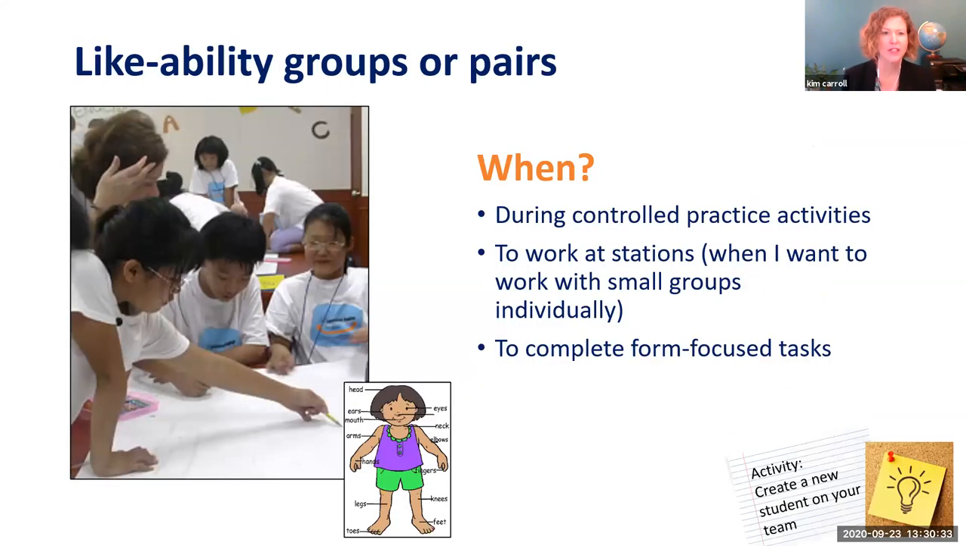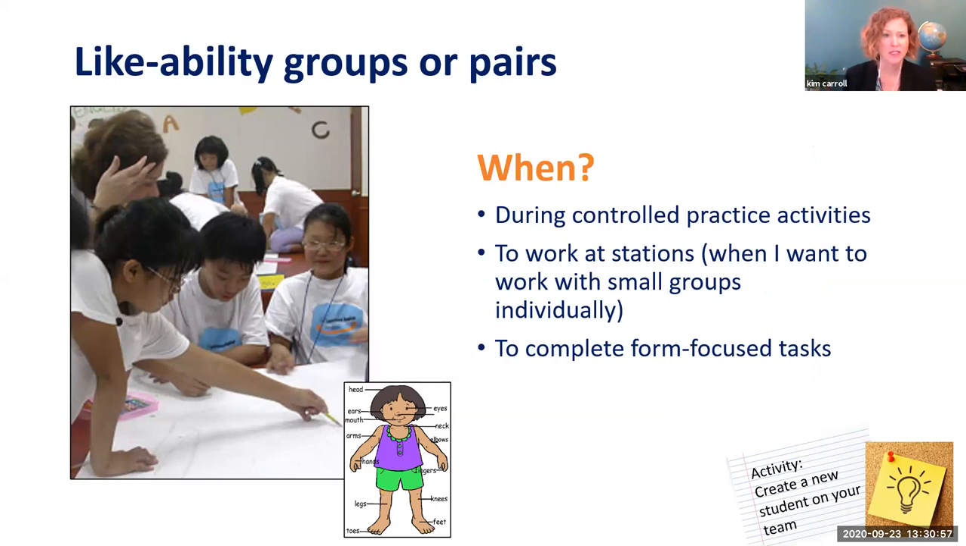When do we want to use likability groups? Very often, likability groups work well with controlled practice activities to work in stations. For example, if I want to work with a small group of students and I have other groups doing different things at stations, this is a great way to group people to do that. And also to complete form-focused tasks and activities.